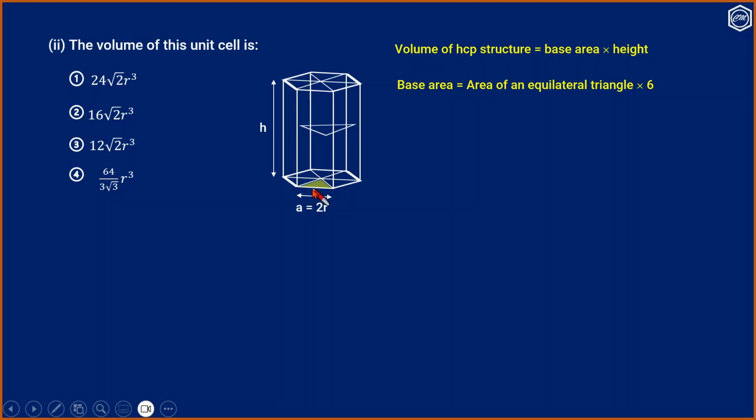And the side of the equilateral triangle will be a, that is, the 2 atoms here touch each other, so it will be 2r. That means the area of an equilateral triangle is root 3 by 4 a square, or root 3 by 4 into 2r the whole square into 6. This is the area of the base of the prism. Now the height of the unit cell is given as h is equal to 4r into square root of 2 by 3. By some trigonometric calculations we can find this.